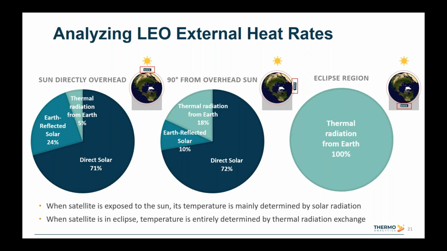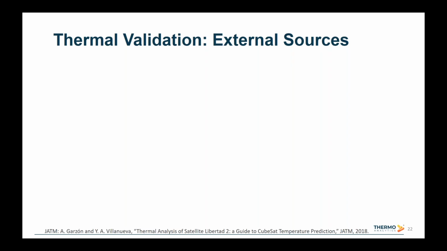So when the satellite's exposed to the sun, the temperature is going to be primarily determined by solar radiation, though not exclusively. And when it's in eclipse, the radiation exchange with the Earth and space is going to dominate. Now we're going to take a look at how well we compare to the published results with all of these different environmental forcing functions.